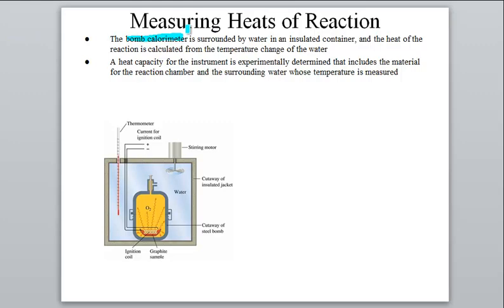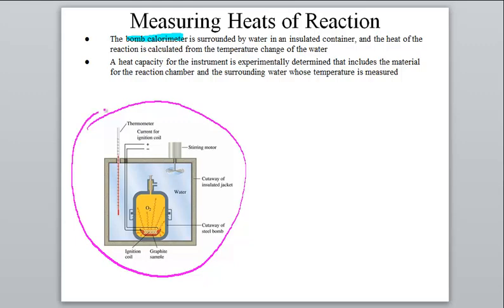In the previous examples, it was just water that was absorbing the heat or releasing the heat to the system. So we needed to know the mass of just that water. In this one, there's water surrounding the reaction chamber, but there's also metal and other components that could absorb or release heat to the system. So shown down here is an example of the device.